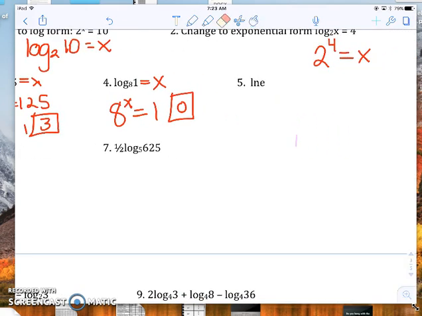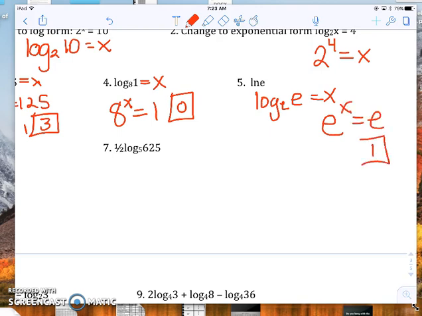The ln, let's rewrite that as a log. So log base e of e equals x. So we have e to the power of x equals e. Well, that would just have to be 1.